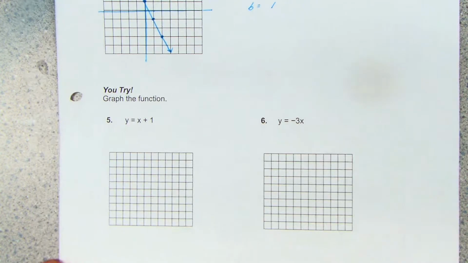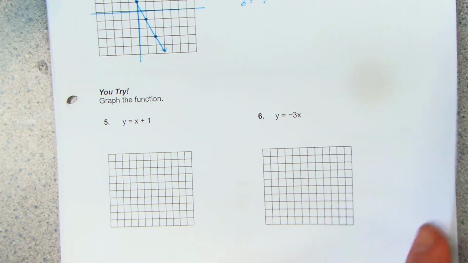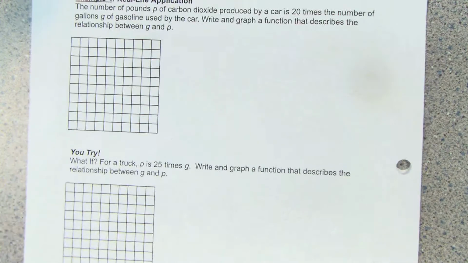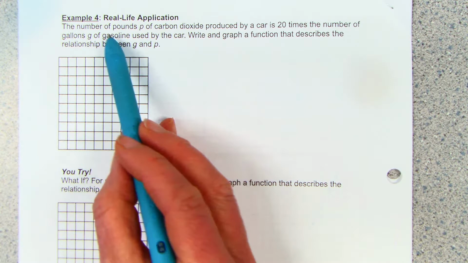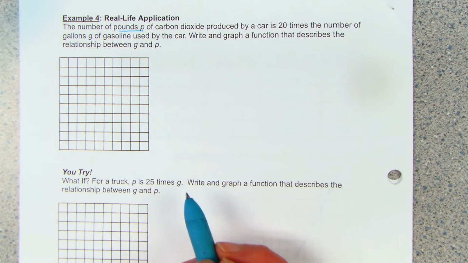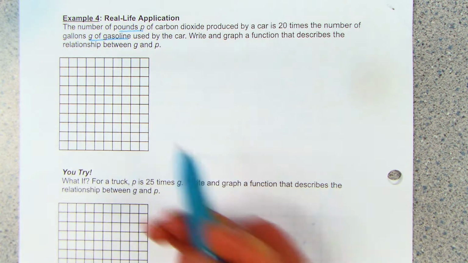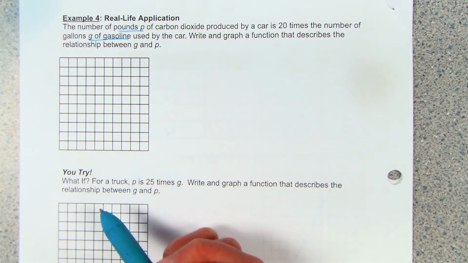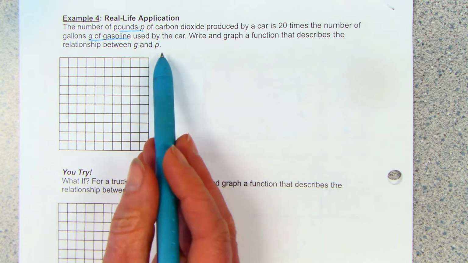Right, and then you have 2 where you are graphing the equation. You're going to have to write a little small there. You can squish your table in wherever you can. And then the last problem is that real life application. The problem says the number of pounds, P, of carbon dioxide produced by a car is 20 times the number of gallons of gasoline, G, used by the car. Write and graph a function that describes the relationship between G and P.